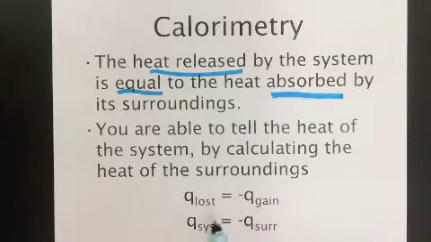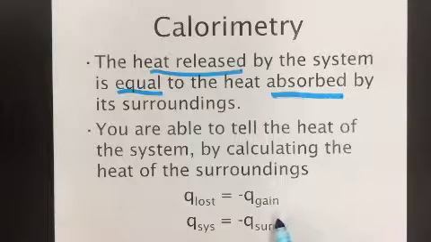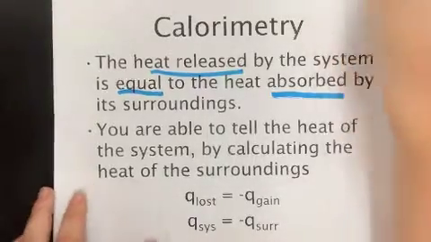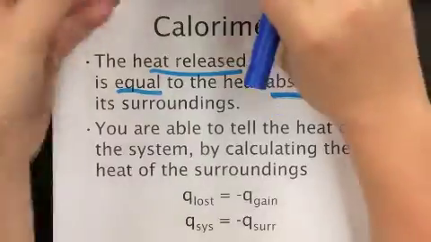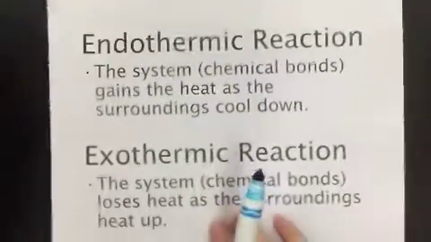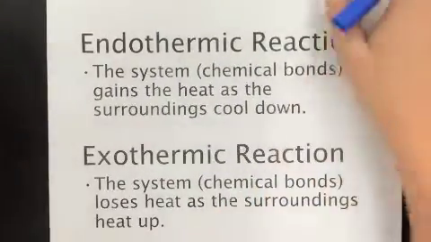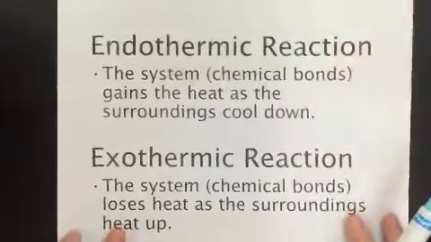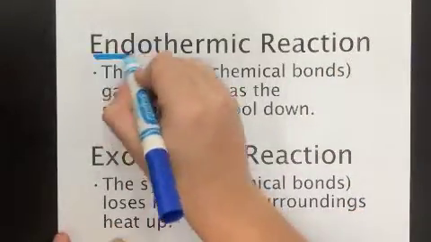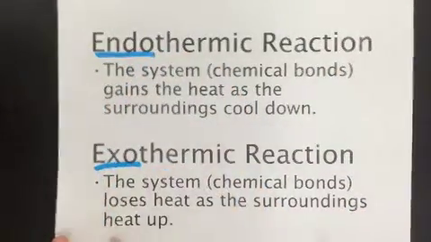So what does this mean? This means the Q lost equals the negative Q gained. So they're equal but opposite. So if the system gains energy, that means your surroundings have to lose it because it has to come from somewhere. So what happens is you get two different types of reactions. You get endothermic and exothermic, and their prefixes tell you exactly what they mean.